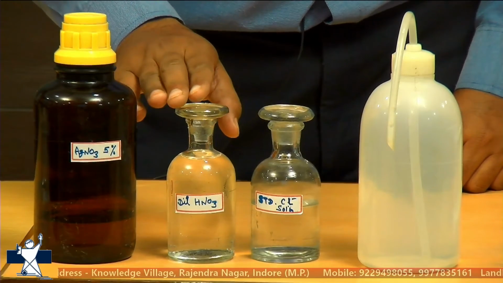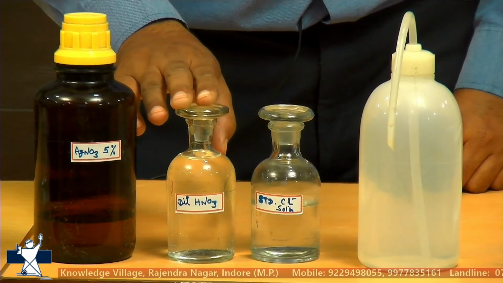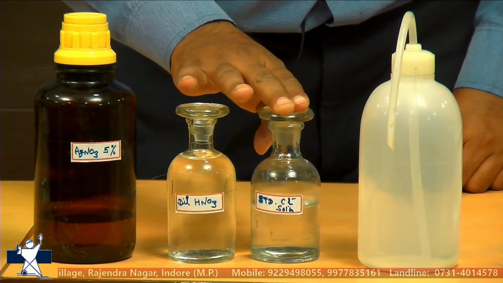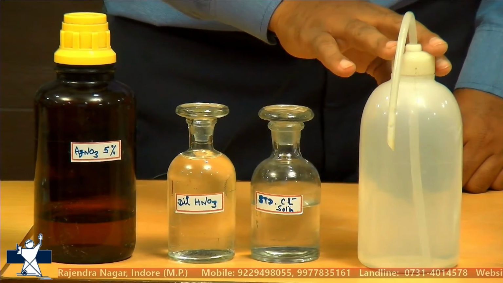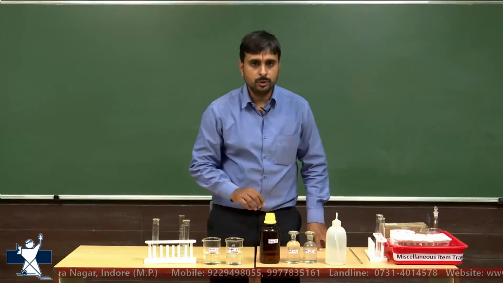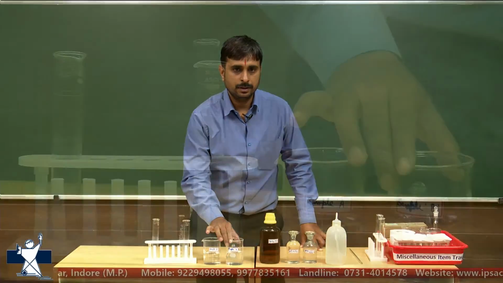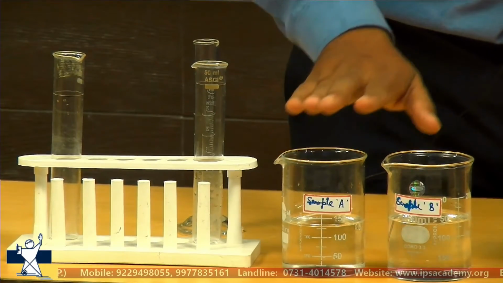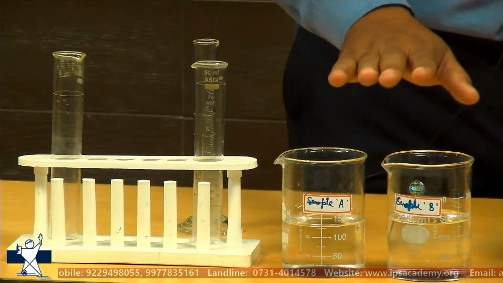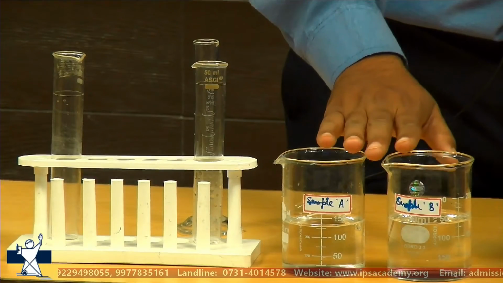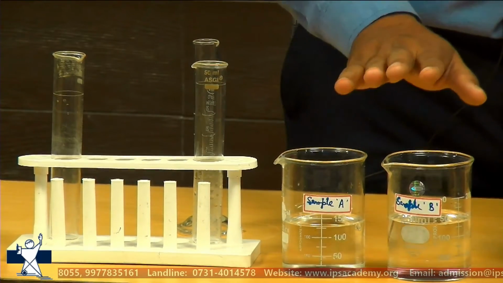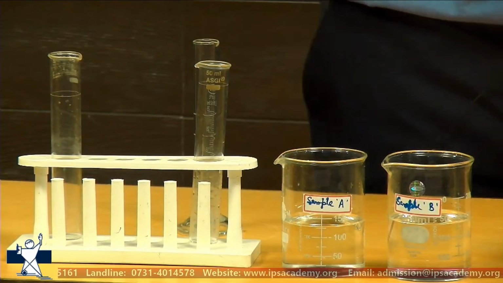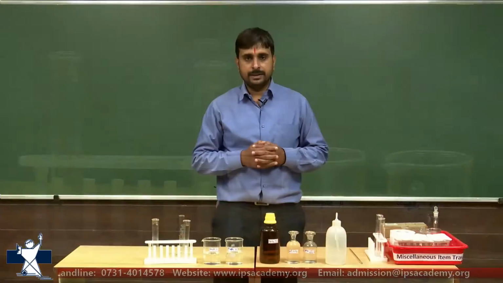Then we are having dilute nitric acid, standard chloride solution, and distilled water to make up the solution. And we are having two samples, sample A and sample B, that we are going to study. In these two samples, we are going to study the limit test of chloride. Either the sample will pass or fail the limit test. We are having Nessler cylinders over here, and we will carry out the practical in these Nessler cylinders.